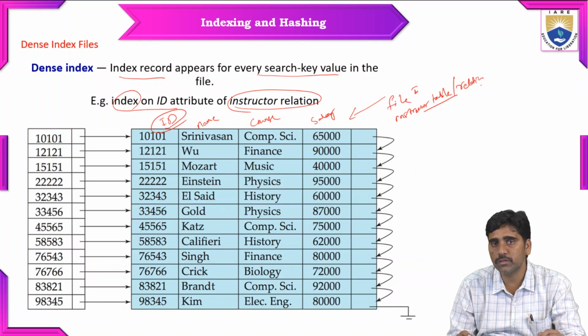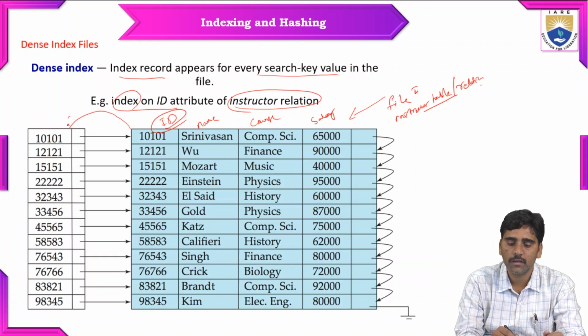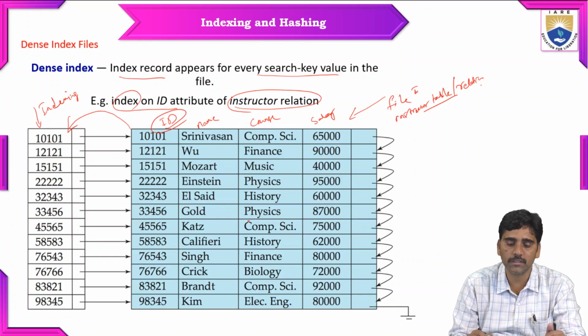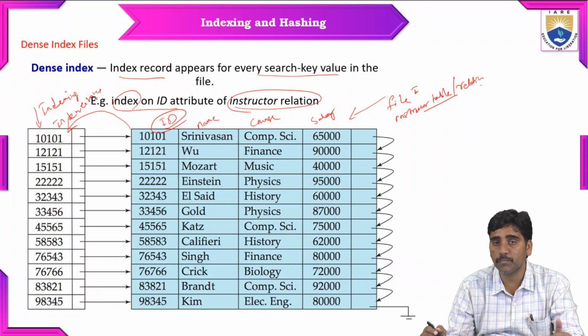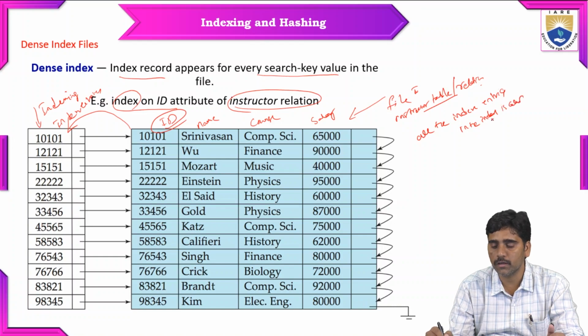To do this, we have to implement an indexing mechanism. This is called indexing. All the entries in this index are called index entries. In those index entries, the entries are the primary key attributes.